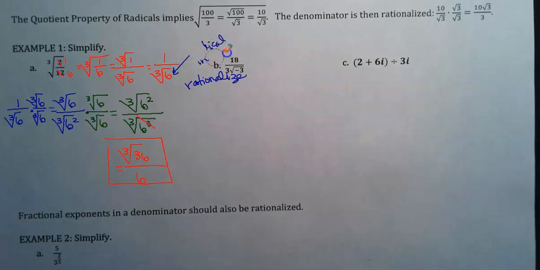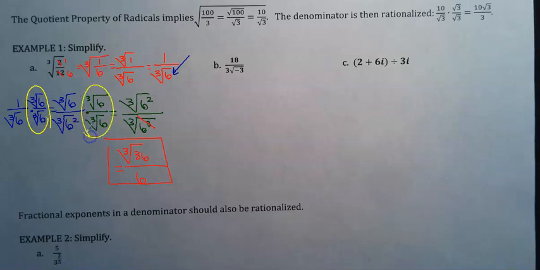So I'm doing all of those things, right? We had a problem because we had a radical in the denominator, so we had to rationalize. And because it was a cube root, we had to multiply by the cube root of 6 2 times, so that we had a total of 3 of them.